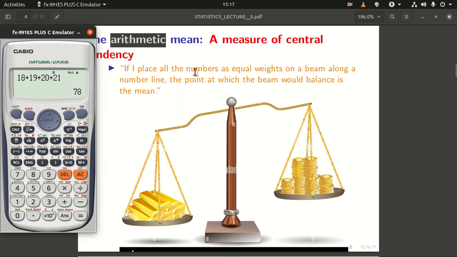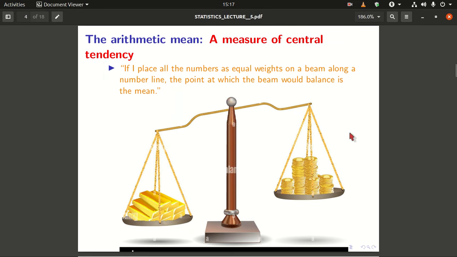So if I place all the numbers as equal weights on a beam along the number line, the point at which the beam would balance is the mean. This point here, whereby the things on this side and that side will balance, is the mean. That central tendency, that point that balances things, is the point. It is not necessarily on the data. It is just telling us more about the center of the data. Does it make sense? I hope so.